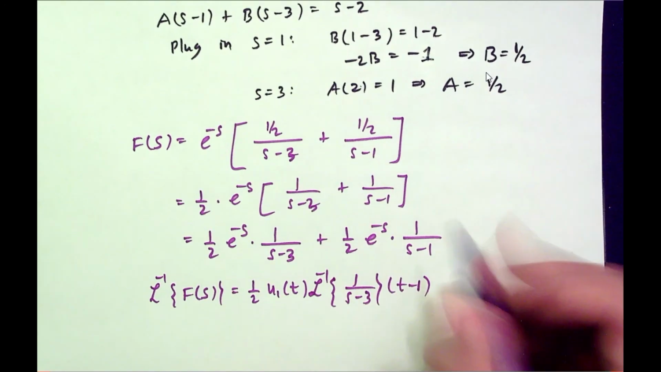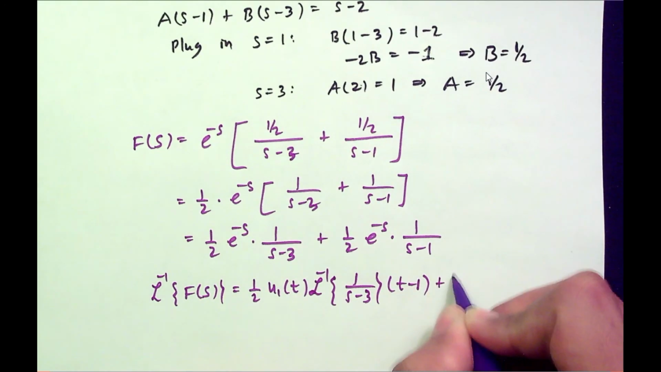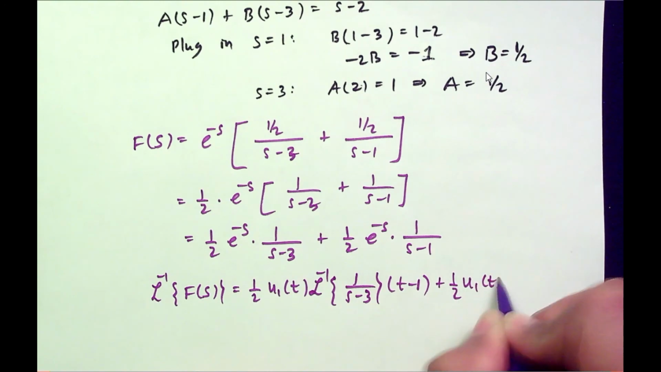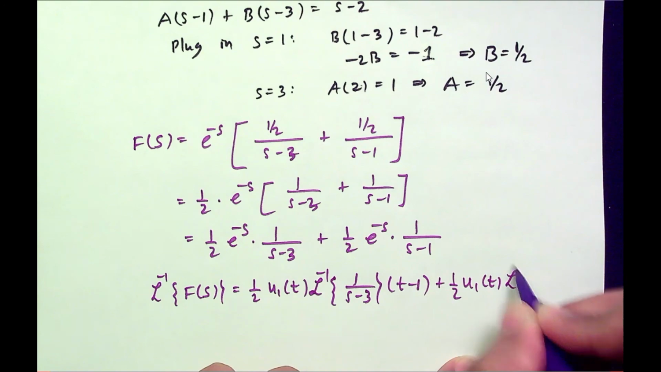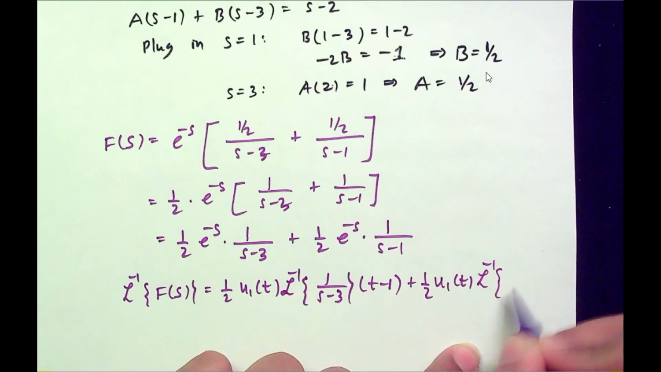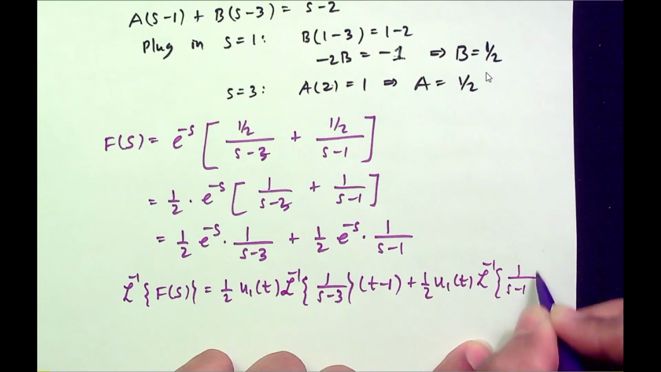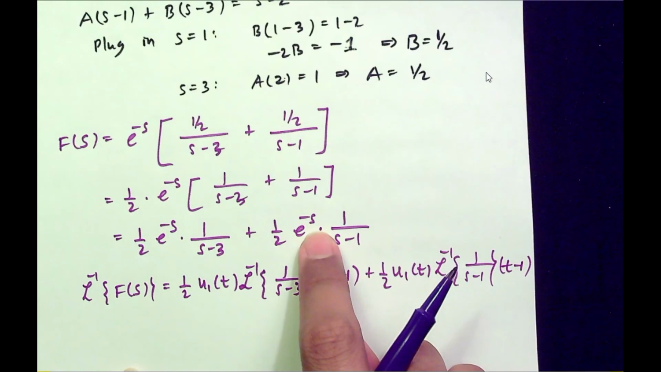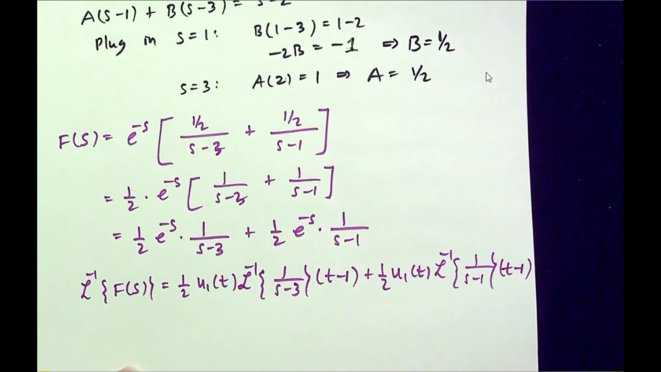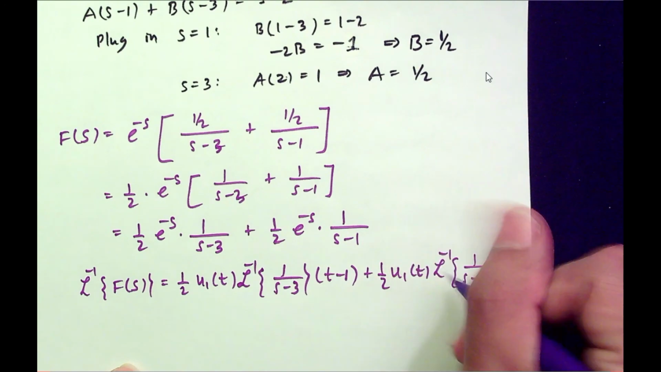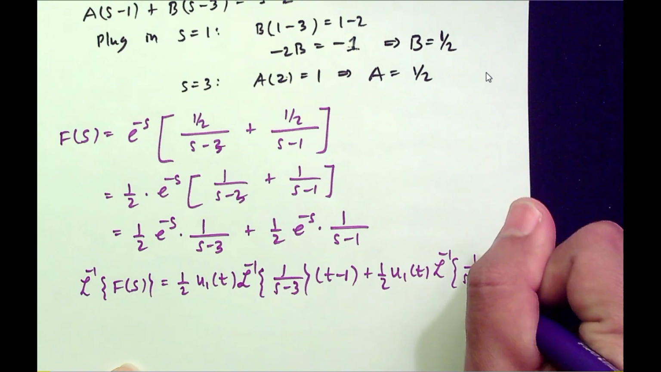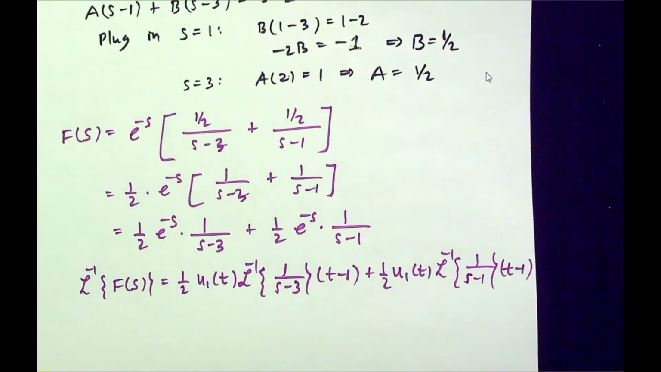And now this one is very similar. This is going to be 1 half u1 of t times the Laplace inverse of this, evaluated not at t, but also at t minus 1, because the c is 1 in this problem. That's what the c is in both of them. The exponent, that c is 1.